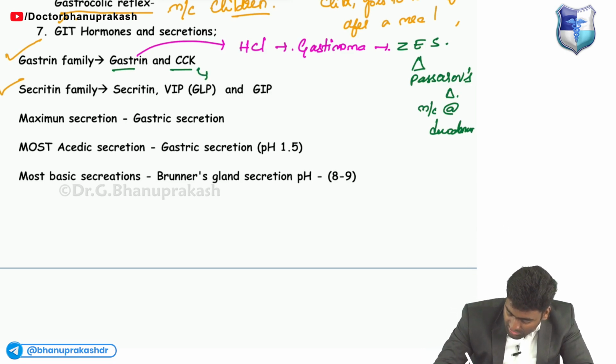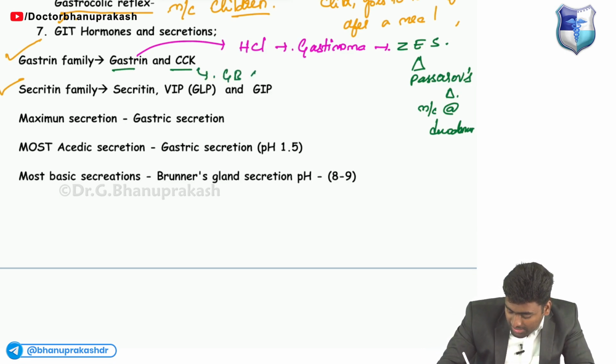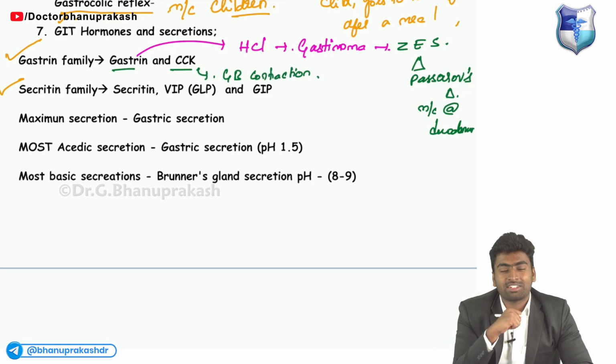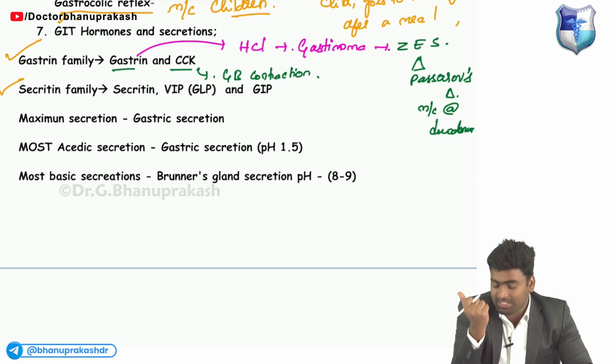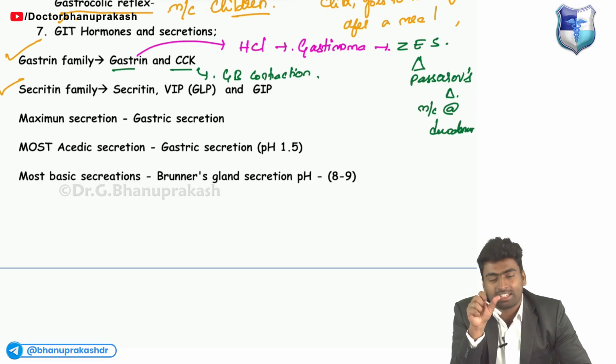Fine. And CCK, it will cause what? It will cause gallbladder contraction. Once you have a fatty meal, it will be lysed by the bile. So it will be lysed by the bile because of this CCK, cholecystokinin. It will cause gallbladder contraction.